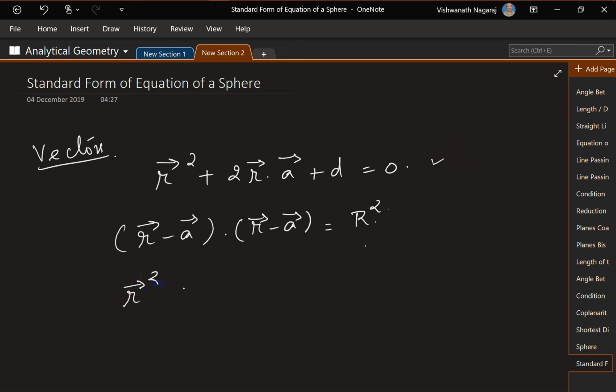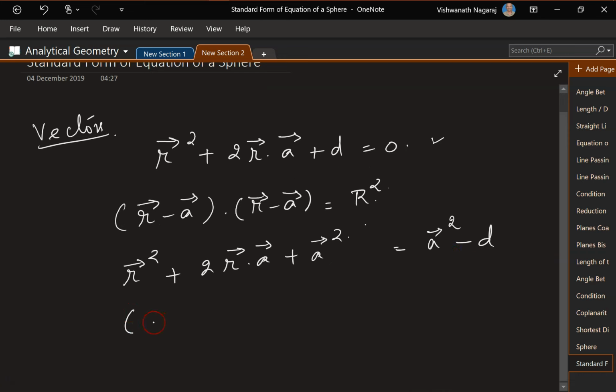So r square plus 2r dot a plus a square. If we do this, then this becomes a perfect square, plus d is equal to, now since we have added a square on the left hand side, we have to do the same on the right hand side as well. And let's take d to the other side. This is a square, so this becomes r plus a whole square is equal to a square minus d.